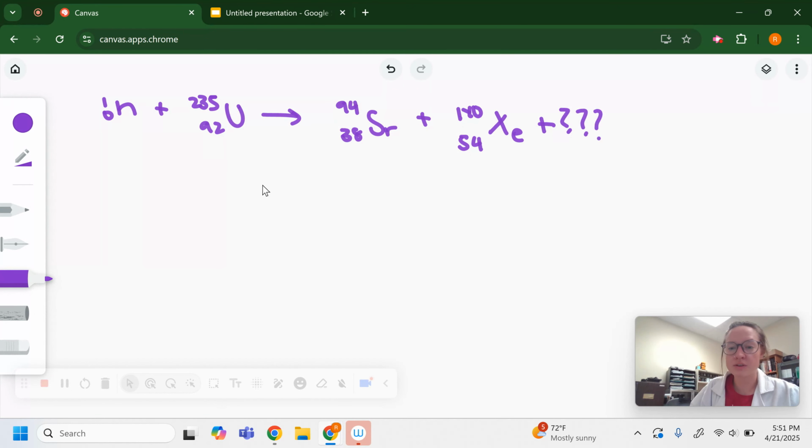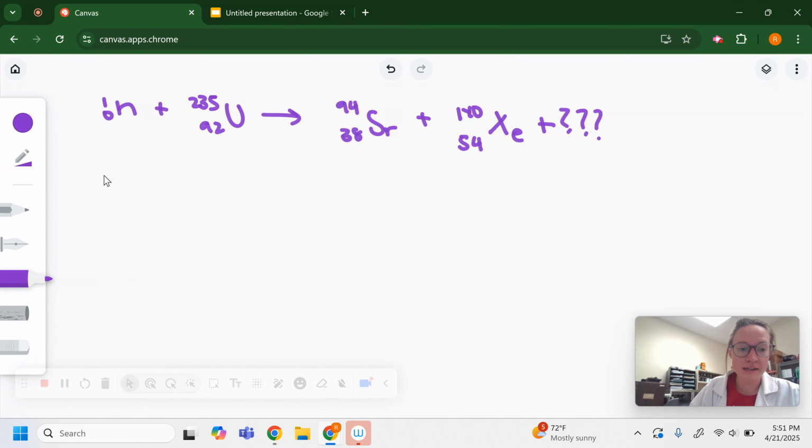Here's a practice problem that you could try. First, can you figure out what is missing in this equation? We're missing one last thing, and what is it? Second, could you find out how much energy this thing releases? That's your first practice problem.